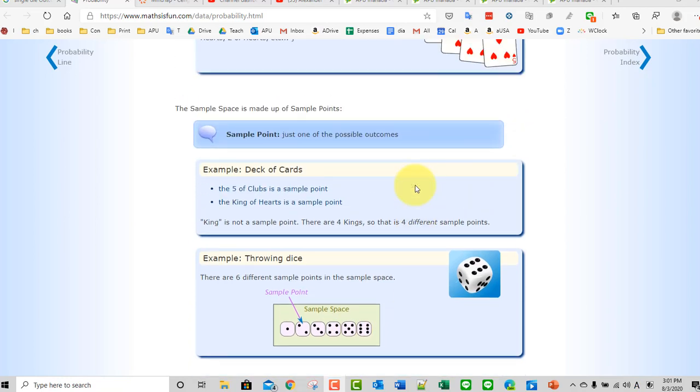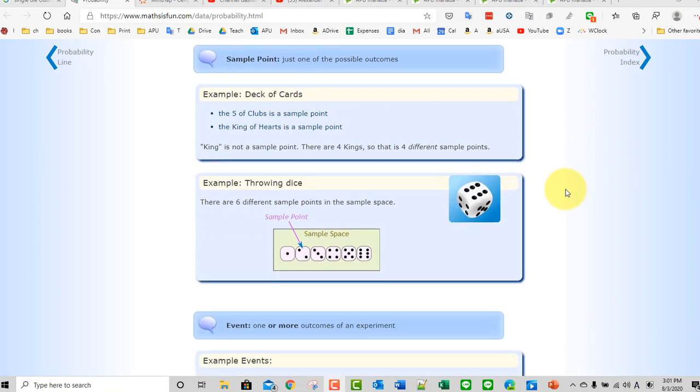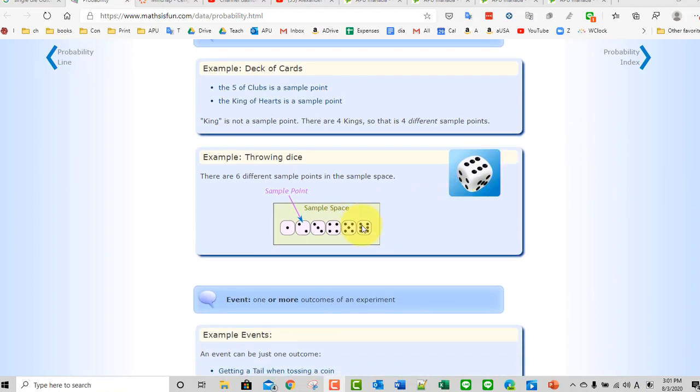Now we could also do the same kind of thing with cards. If we choose one card from a deck of 52 cards, the sample space would be each of the cards. So it wouldn't be the number, the A or the 2 or the heart. It would be the actual card, as opposed to the number or the suit. Anyway, this is an easier one to look at because there's only 6 outcomes here. So this is what we mean by the sample space.